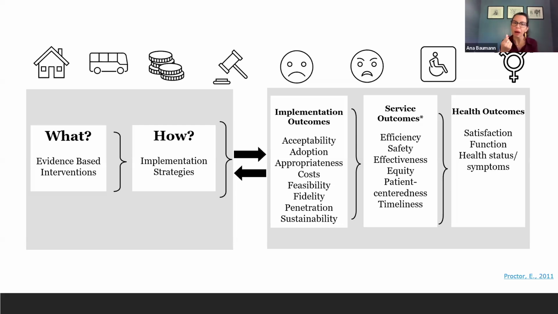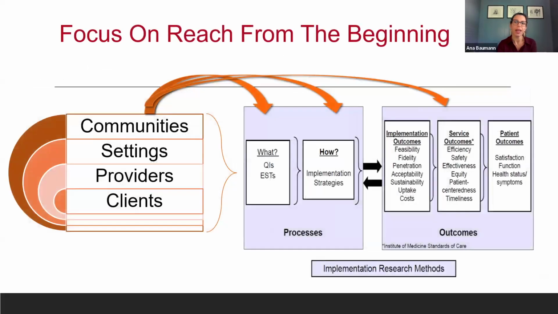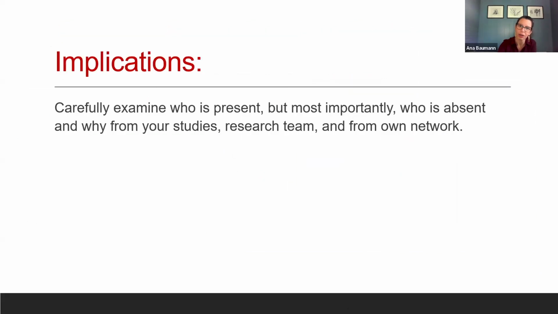So when we think about representation of our work, we really need to think about the context that affects the lifestyle of the people that we want to engage. And that means focusing on the reach from the very beginning. Where are we doing our interventions? Who is absent from our work? Who is absent from our research teams? Who is absent from your own personal network?